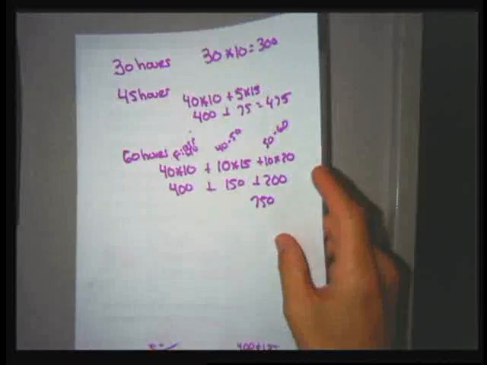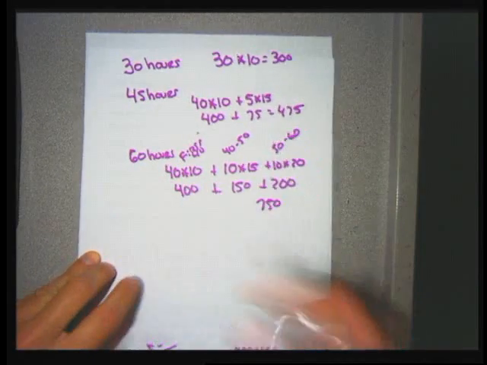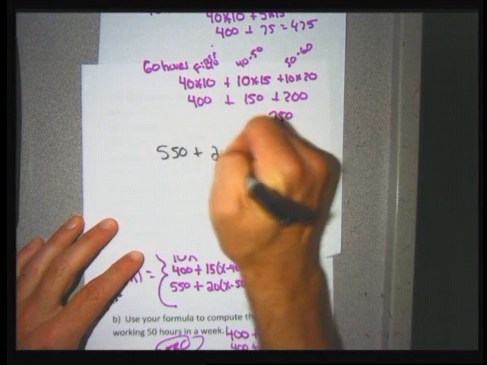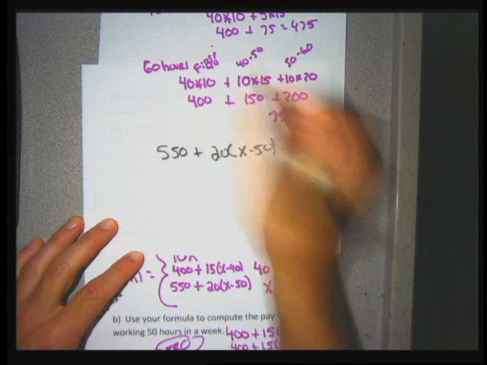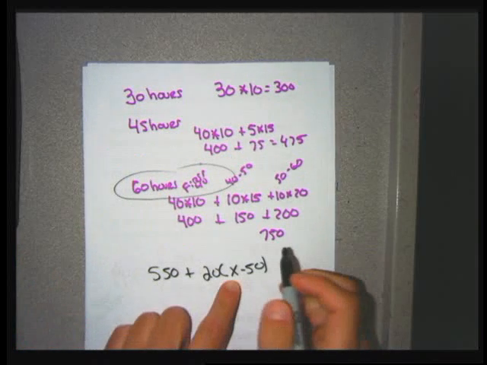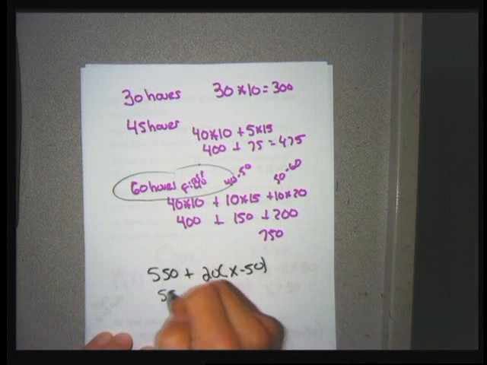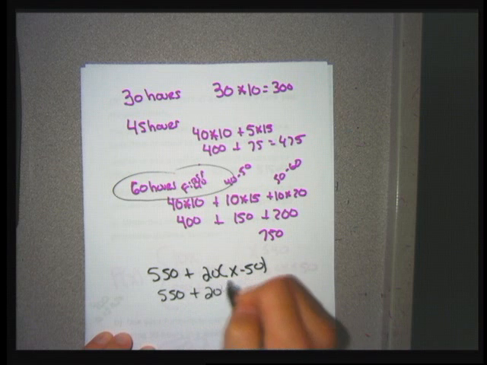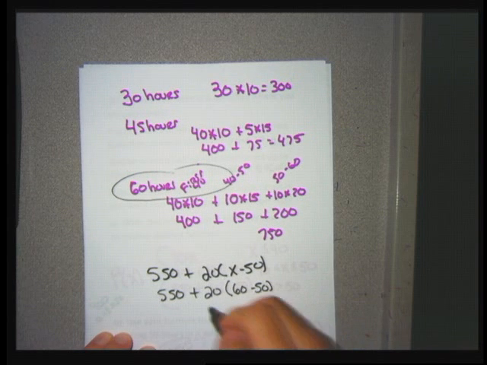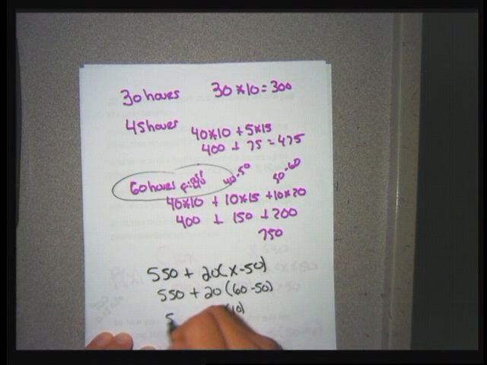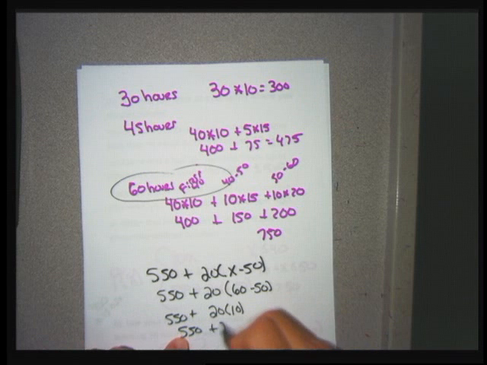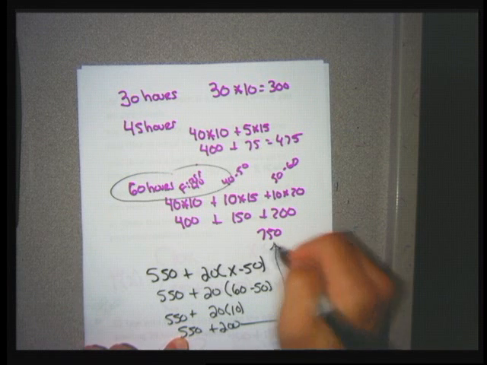The formula I have for 60 hours worth of work says that I'm going to get paid 550 plus 20 times x minus 50. So for this particular computation, to see if this formula works for somebody working 60 hours, I'd plug 60 in for this x. I'd go 550 plus $20 per hour times anything over 50 hours. 60 minus 50 is 10 hours over 50 hours. That's going to be $550 of regular pay, time and a half, and then $200 in double time would have given me the $750.